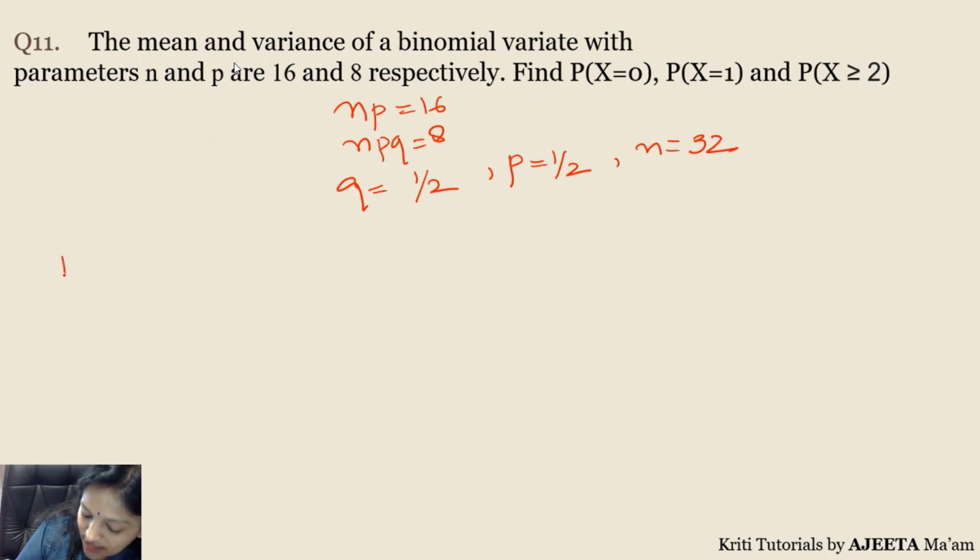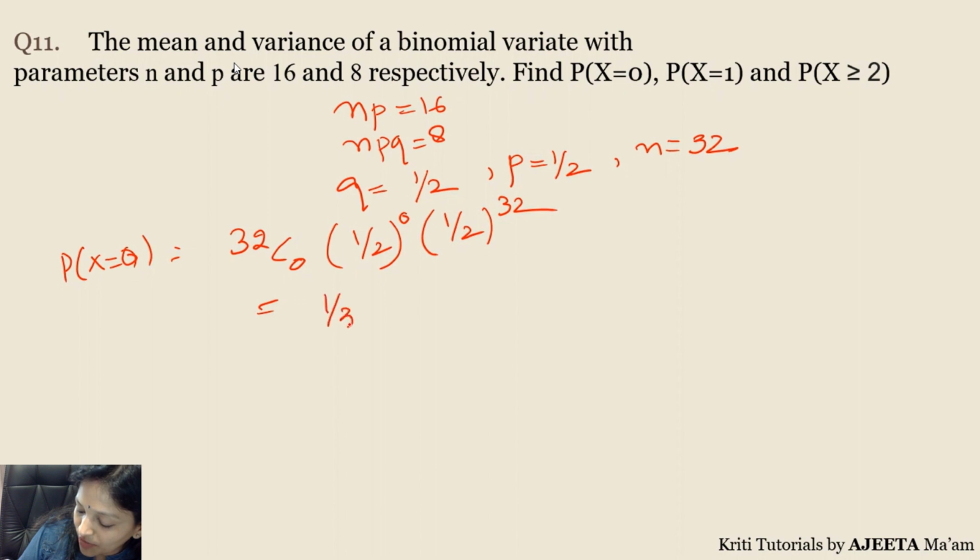Now, X is equal to 0. So, 32 C0, 1 by 2 raised to 0, 1 by 2 raised to 32. So, your answer will be 1 by 2 raised to 32. That will be your final answer. Of course, you will not calculate and simplify it.